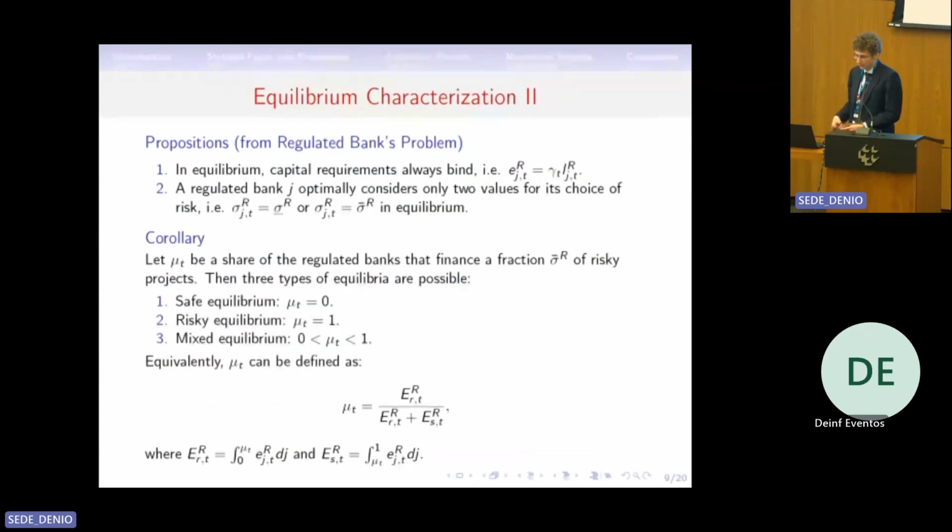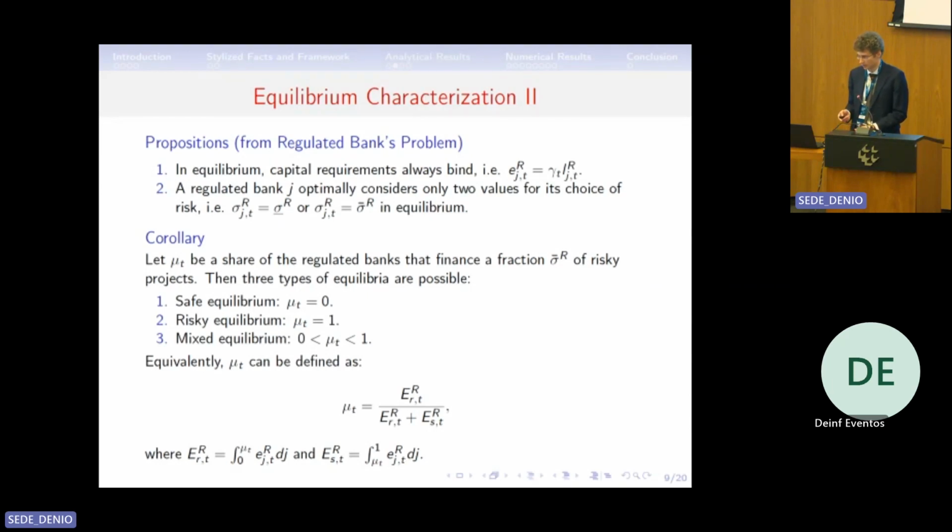And regarding the regulated banks, the capital requirements always bind, and a bank optimally considers only two values for each choice of risk: either the maximum share of risky projects is taken or the minimum share in equilibrium. And the corollary is that three types of equilibria are possible. In the safe equilibrium, only safe projects are financed. In the risky equilibrium, only risky projects, and we have a mixture of equilibria when a certain share, mu, of risky and safe projects is financed.